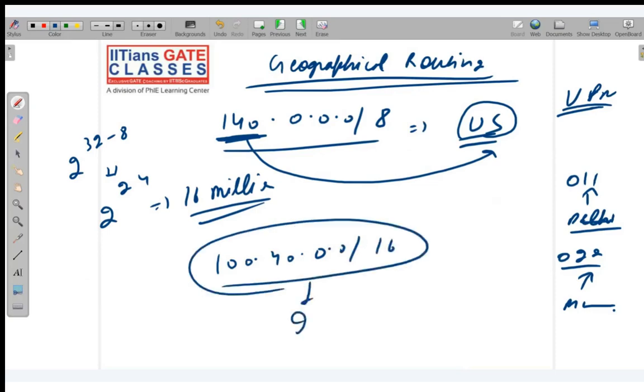100.40.0.0/16. This is given to India. So the moment you find the first block as 100, you will say, okay, this IP address belongs to India, and so on, like that. So there are many things which we have to consider. So this is known as geographical routing.